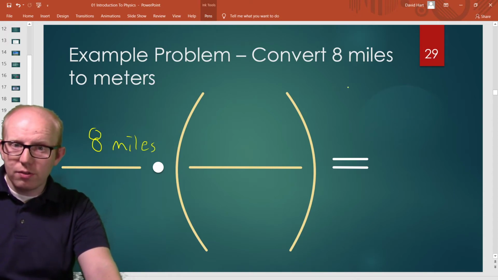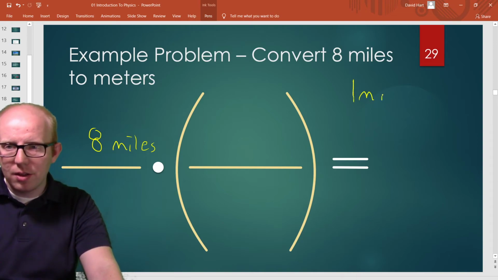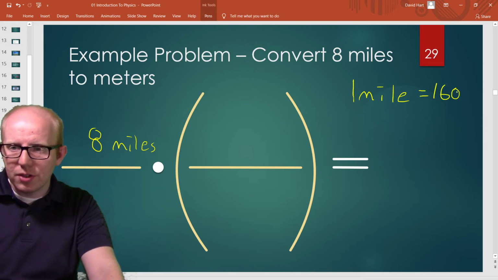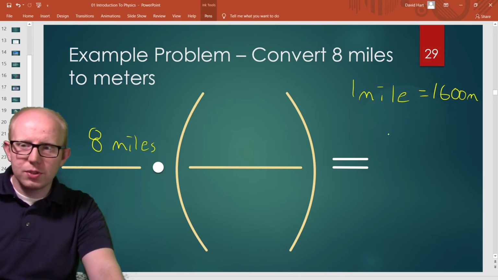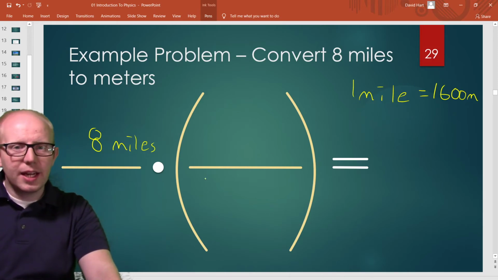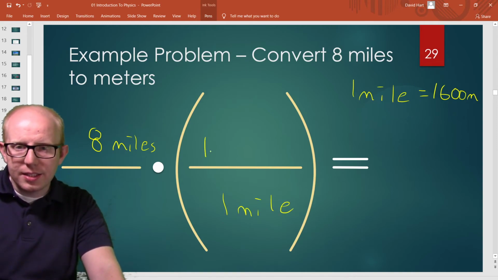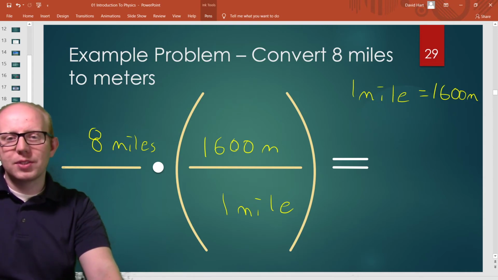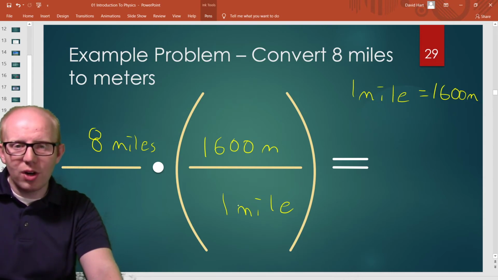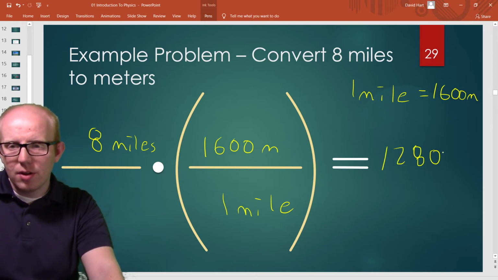And then if you look at your conversion sheet, you'll see that one mile equals 1,600 meters. Okay, so 1 mile equals 1,600 meters. We want miles to cancel out, so we're going to put the 1 mile on bottom and the 1,600 meters on top. So it's going to be 8 times 1,600 divided by 1, and that's going to give you 12,800 meters.